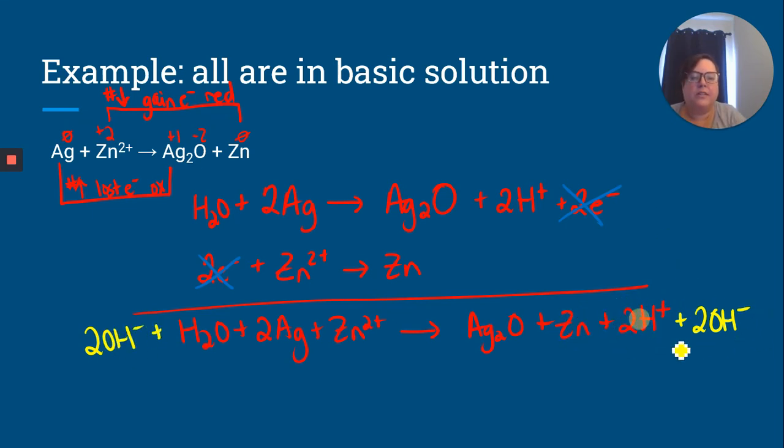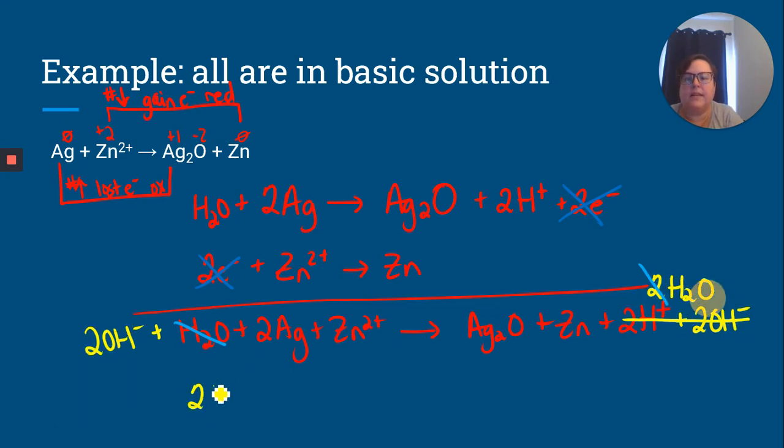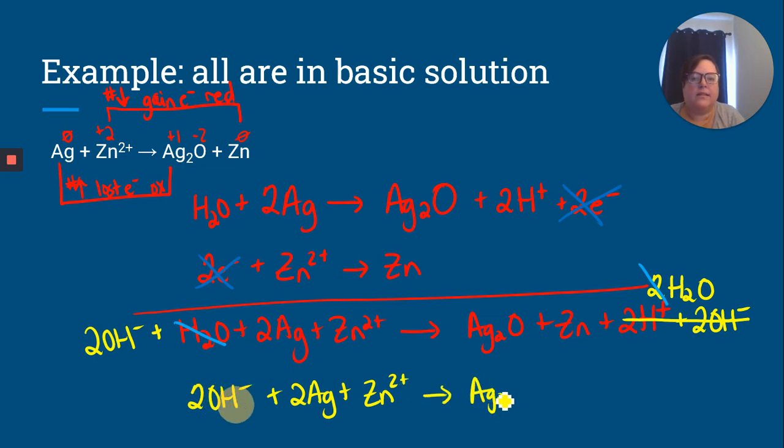Our 2 hydrogen and hydroxide ions then will combine to form 2 waters. And then we can cancel out one of these waters because of the water on the reactant side. And then we can just rewrite it so it's nice and neat. 2 hydroxide, 2 silver, zinc ion goes to silver oxide, zinc, and water. Balance like it's acidic, add hydroxides to both sides, and then cancel out the waters. One more example.